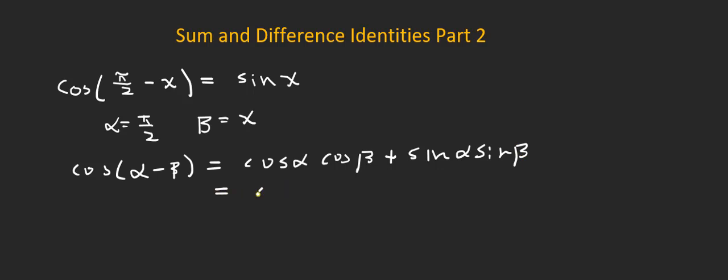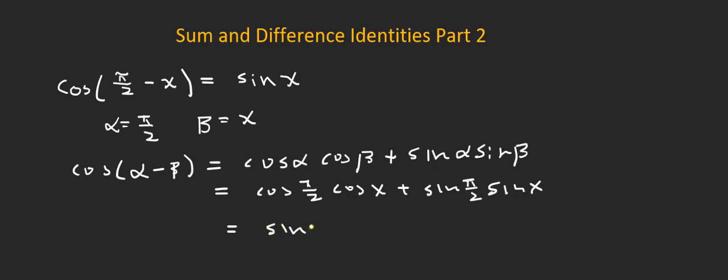So since alpha is pi over 2, it's going to be cosine of pi over 2 and cosine of x plus sine of pi over 2 and sine of x. And what is cosine of pi over 2? It is 0. And 0 times cosine x is 0. What is sine of pi over 2? That's 1. And 1 times sine x is sine x. Therefore, we just proved that cosine of pi over 2 minus x is sine of x.